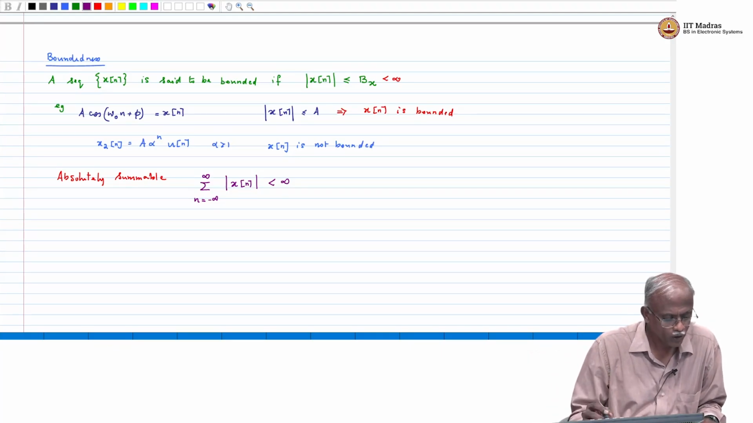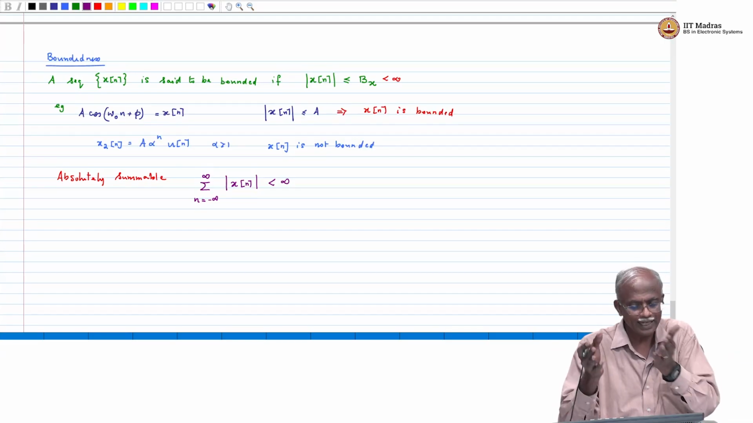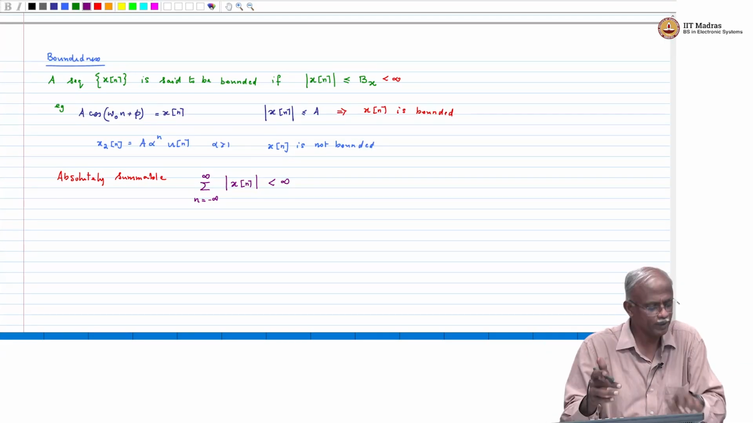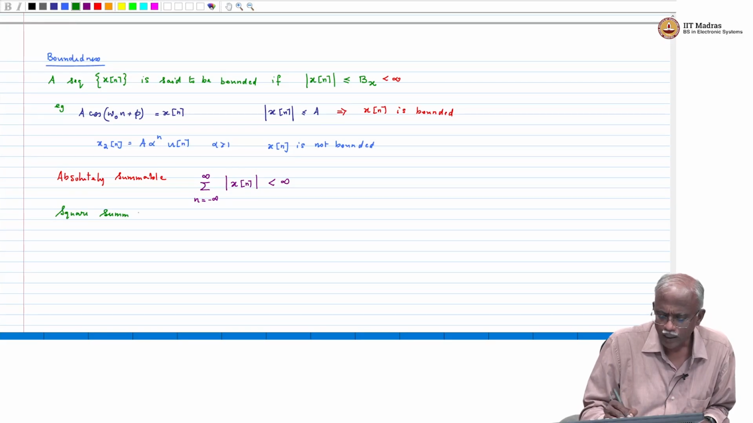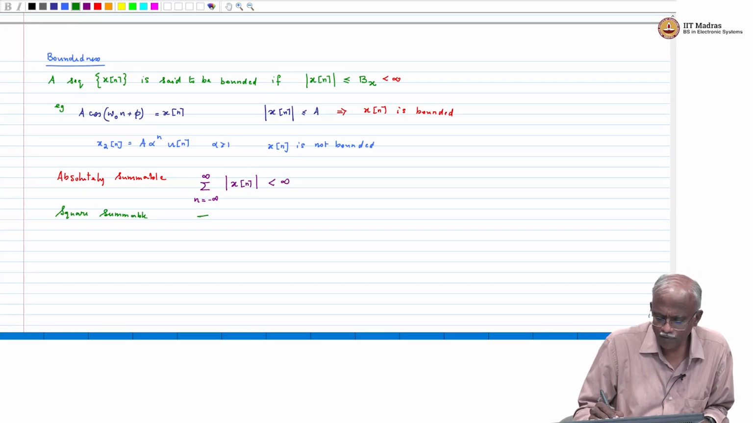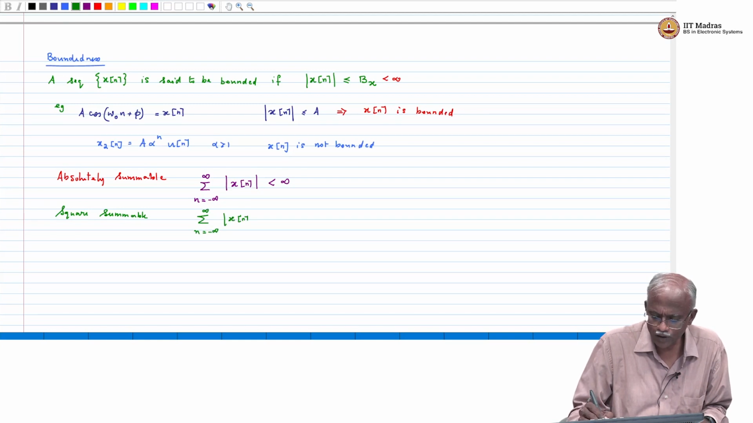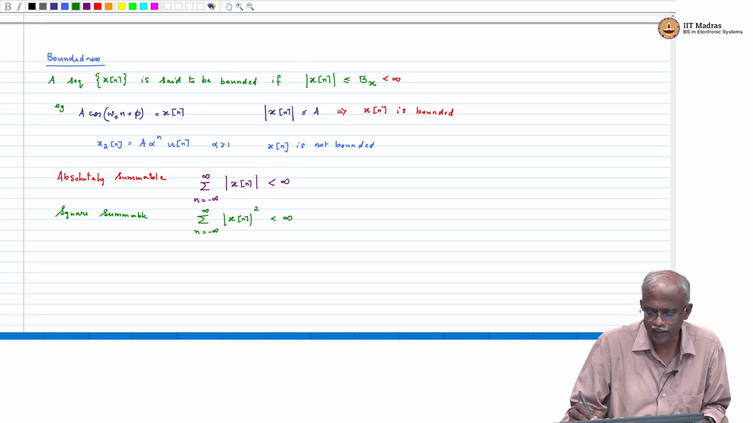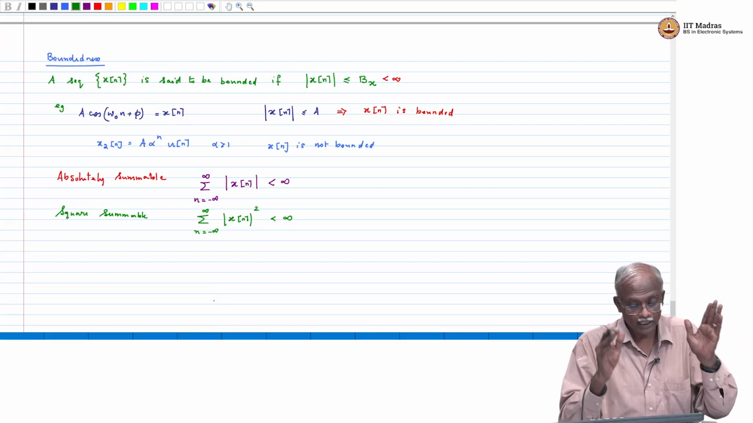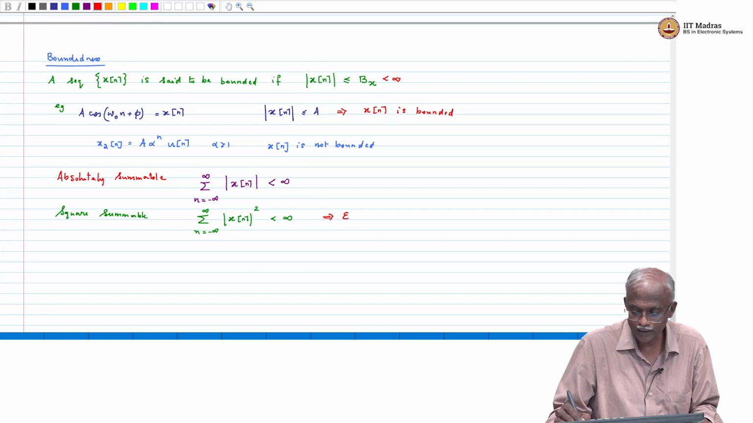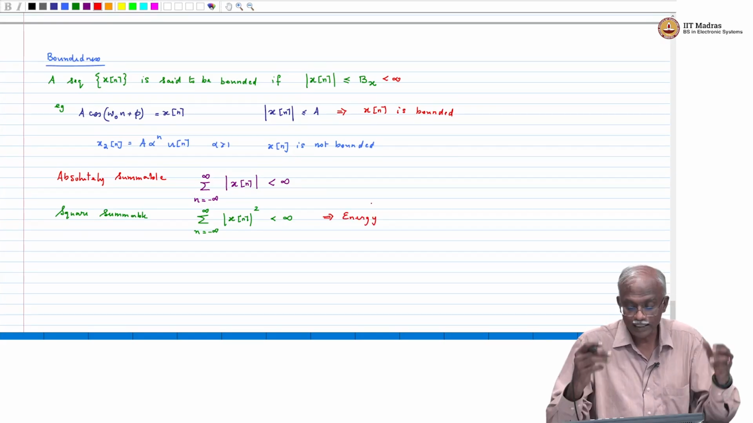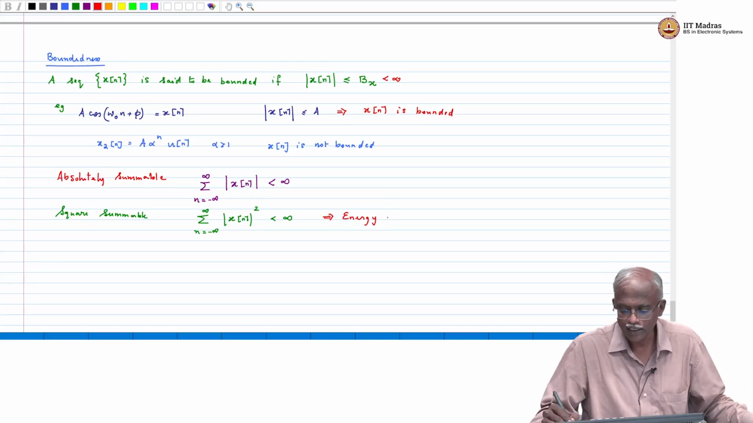Periodic signals will not be. So ideally, the energy signals are the ones that are also likely to be absolutely summable. Now there is another term which is also useful for us, called square summable. This says that if the summation from n equal to minus infinity to infinity of mod x of n squared is less than infinity, then that signal is called square summable. This is clearly the definition of an energy signal. An energy signal says E of x will be less than infinity.